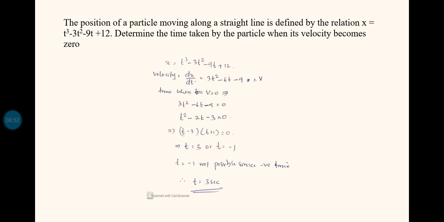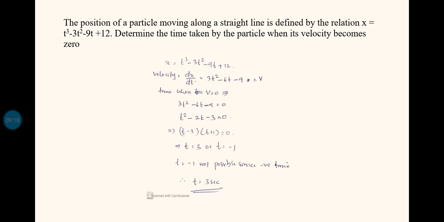Differentiating that x term, the first term t cube becomes 3t square. The second term, minus 3t square, becomes minus 6t. The next term is minus 9t; differentiating t gives 1, so minus 9. The last term is a constant, and the differential of a constant is 0. So the entire velocity is equal to 3t square minus 6t minus 9. That is the velocity v.